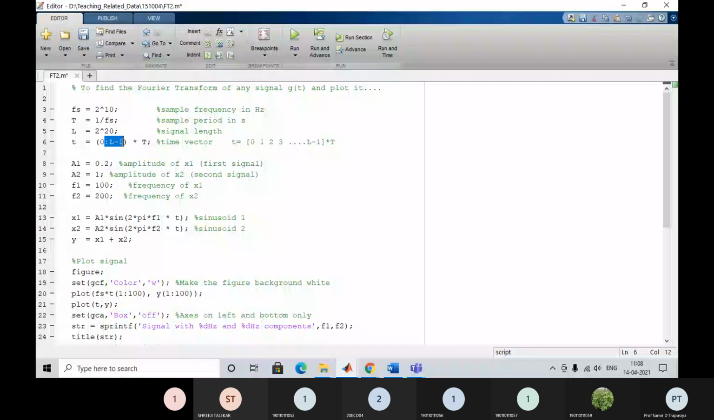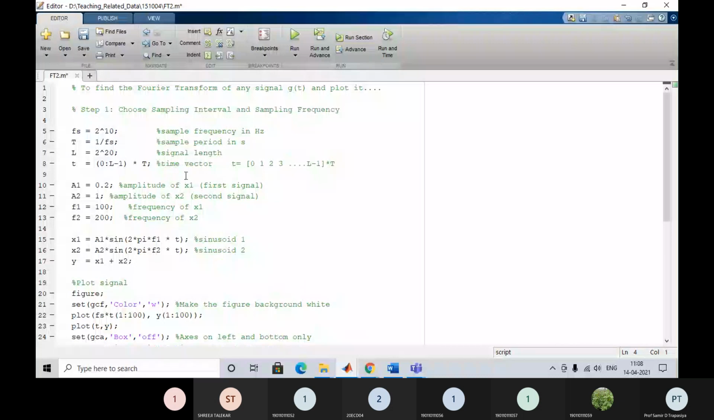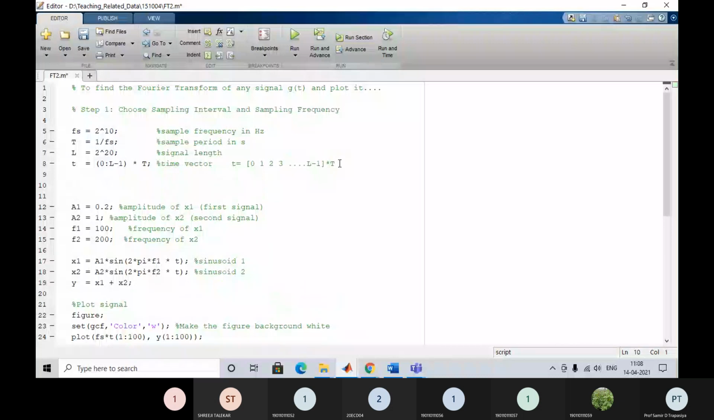Okay, now the next, the second step. So what is the first step we have to do here? Step number one is very important: choose the sampling interval and sampling frequency. This is the first step. Now we will go to the next step, step number two.